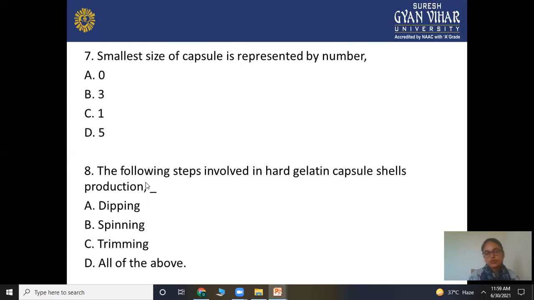And next, the eighth question: the following steps are involved in hard gelatin capsule shell production. So these are the steps that help to form the hard gelatin capsule. We already discussed this procedure and the steps involved in formation of the hard gelatin capsule. If you know this procedure, then you can easily answer this question. In this, option A is dipping, option B is spinning, option C is trimming, and option D is all of the above. Meaning all the ABC options are correct, or all these steps are involved in formation of the hard gelatin capsule.